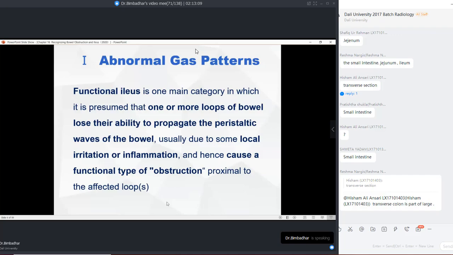Okay, there are two types of intestinal obstructions. One is functional obstruction and the other is mechanical obstruction. It is also called a functional ileus, where one or more loops of the bowel lose their ability to propagate the peristaltic waves. And the reason behind this is local irritation or inflammation. Now, let me give you a clinical scenario and you tell me.